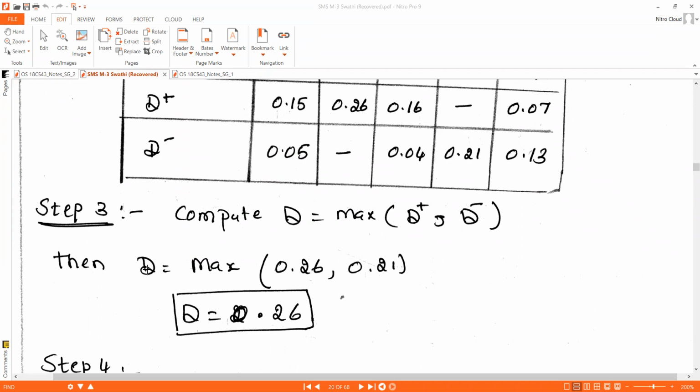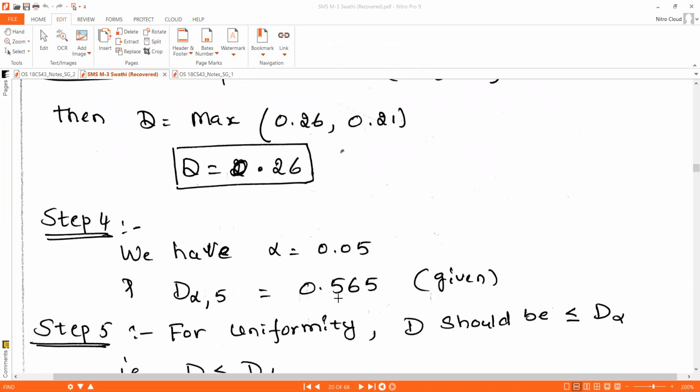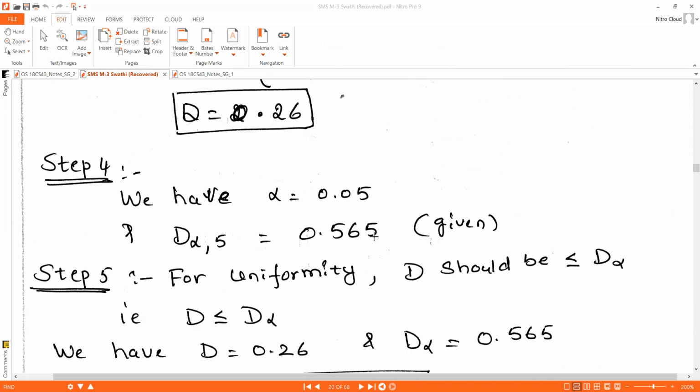What is the D value then? That is max of this value or this value. Which is the maximum among these two? That is 0.26. So now the D value is equal to 0.26. After calculating that, next we need to find step 4. In step 4, the alpha value is given in the question as 0.05. The D alpha value is also given in the question, that is D alpha value at 0.05 is 0.565.